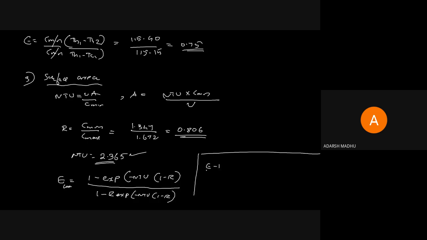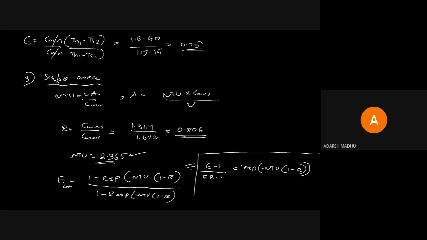Effectiveness: E minus 1 divided by ER minus 1. We are skipping a step. Here, writing E minus 1 by ER minus 1 equal to exponential of minus NTU into 1 minus R. So we can rearrange this equation. Please write down, we can rearrange this equation, and please mark it as important.